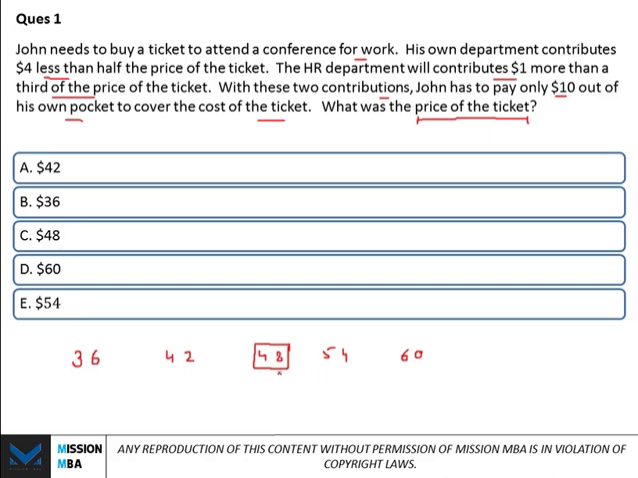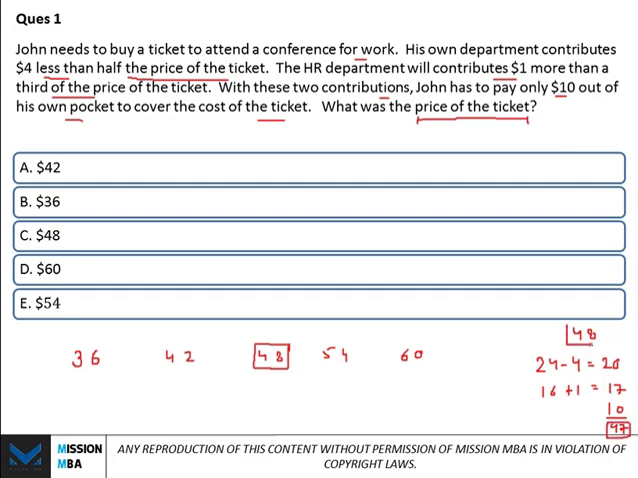So I'll start with the middle value, of course. As I have told you, arrange in increasing order, start with the middle point, 48. So the total price of the ticket, 48. Fine. His own department contributes 4 less than half the price of the ticket. Half the price of the ticket is 24 and 4 less than that makes it 20. The HR department contributes 1 more than 1/3 of the price of the ticket. 1/3 of the price, 16. 1 more than that makes it 17. What does John pay? John paid 10. So total is 47. So total he has in hand is 47.